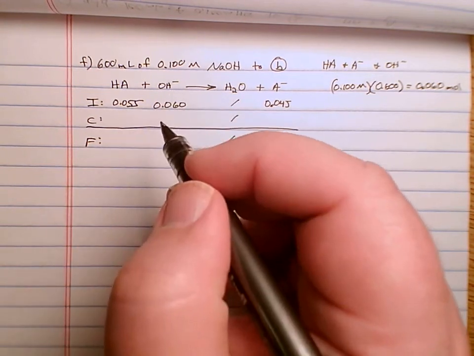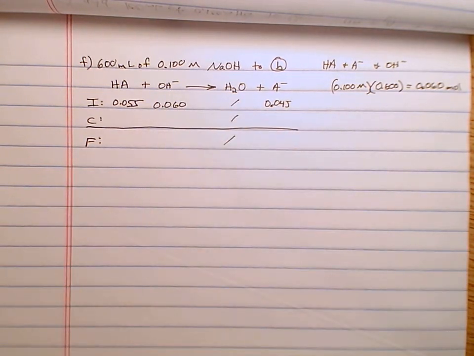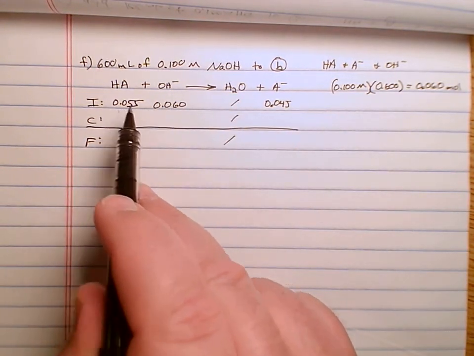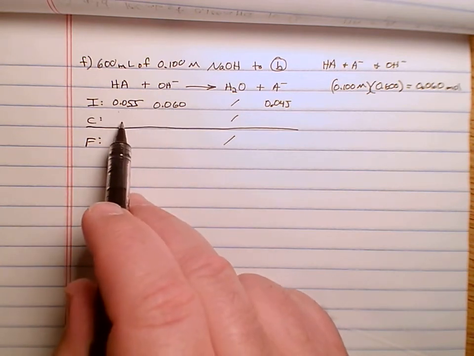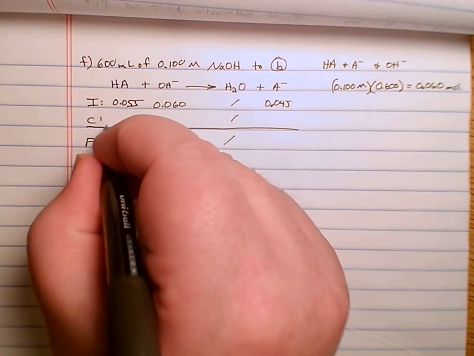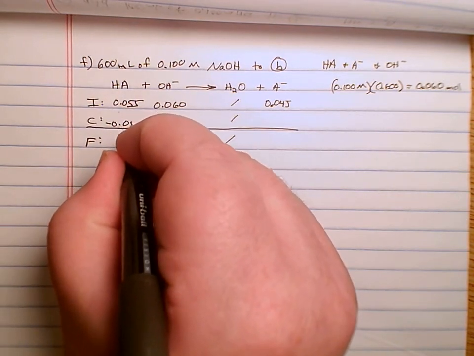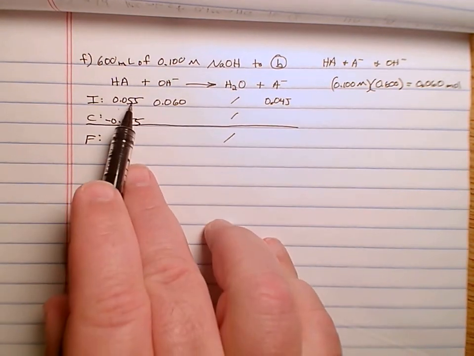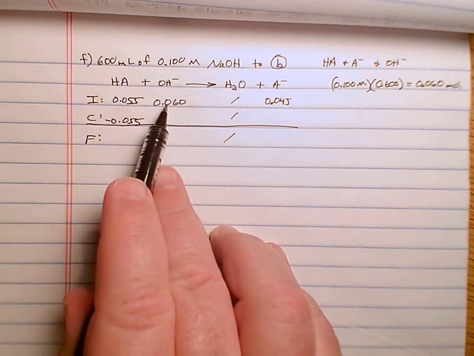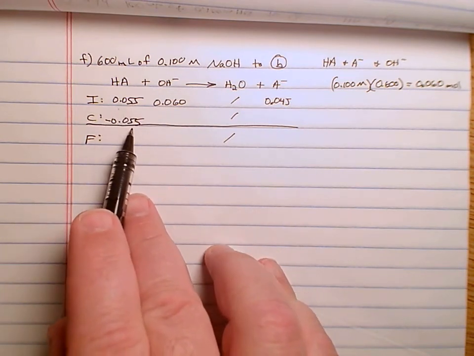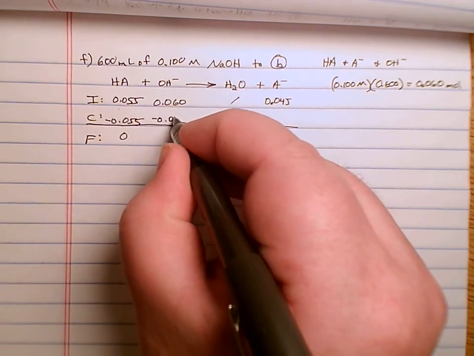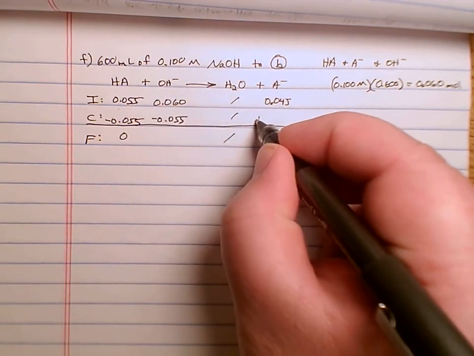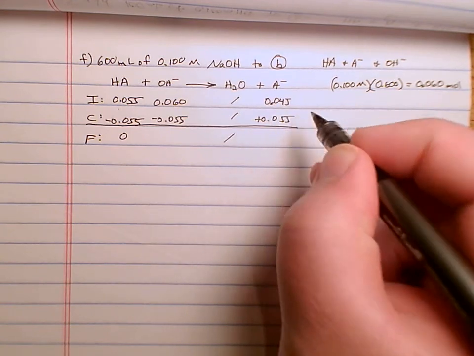0.060 moles of A minus. Okay. Which is our limiting reagent now? Oh, we've got more OH minus than HA. So HA is the limiting reagent. This will come down to 0 because we can only react as much OH minus as we have HA. So we're going to get all that HA gone, minus 0.055 here, plus 0.055 here.